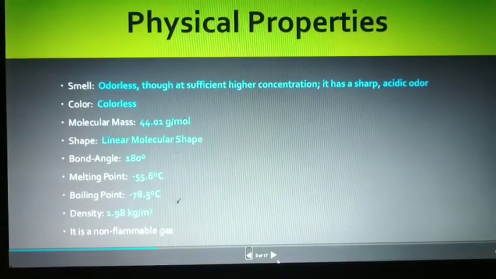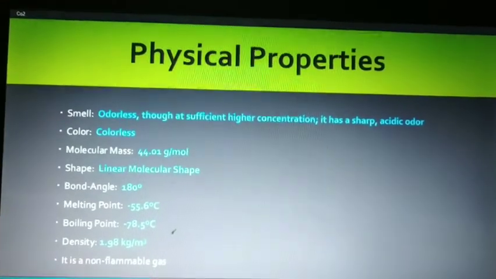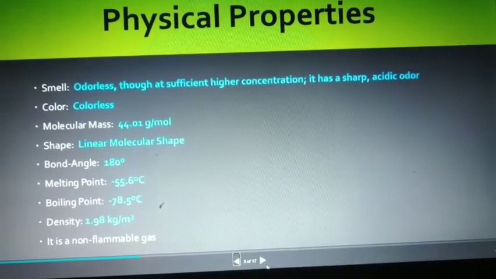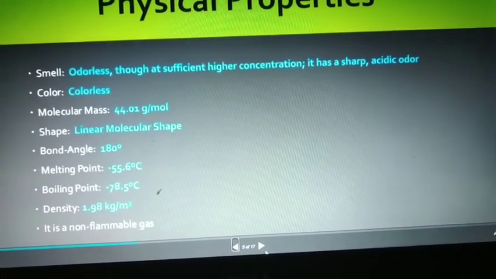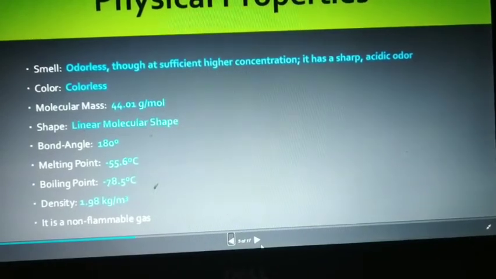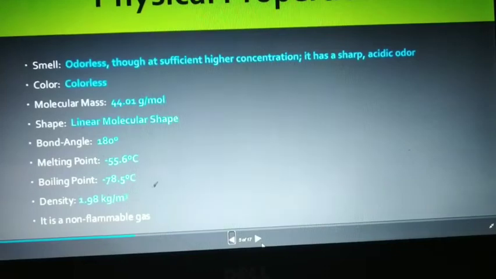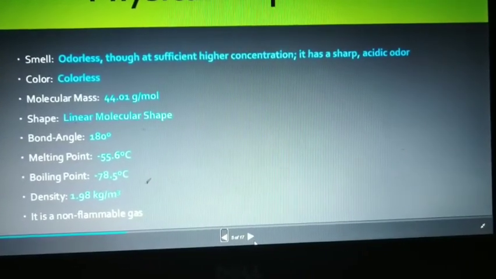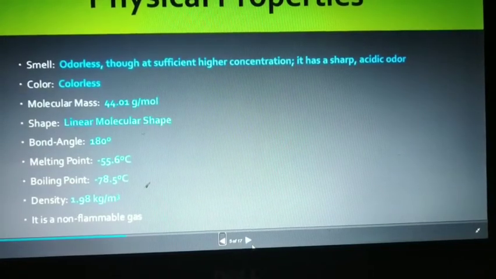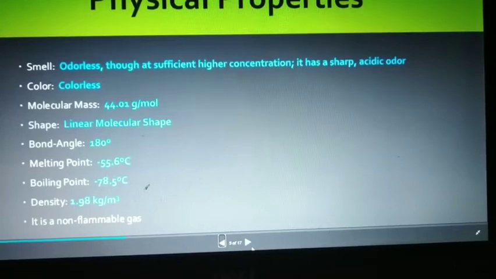Now let's see its physical properties. How does carbon dioxide smell? It is odorless, though at a sufficiently higher concentration it has a sharp acidic odor. Now color, it is colorless. So in physical state it is a colorless and odorless gas. It is about 1.5 times as heavy as air and can be poured downward like water. It is heavier, that is why you can pour it downward like water.